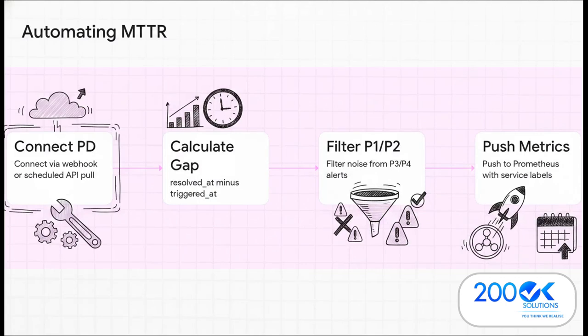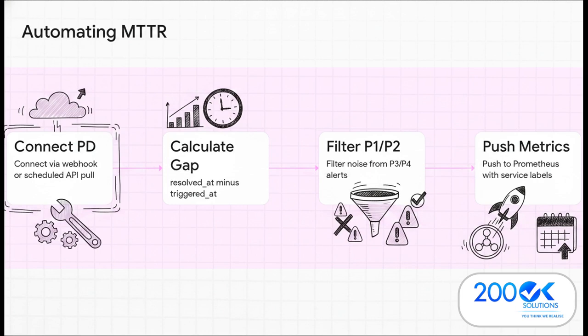Here is the exact automation sequence for getting that MTTR tracking right. Step 1. Connect PagerDuty to your metrics pipeline using a webhook or a scheduled API poll. Step 2. For every single resolved incident, automatically calculate the gap. That's the resolved at time minus the triggered at time.